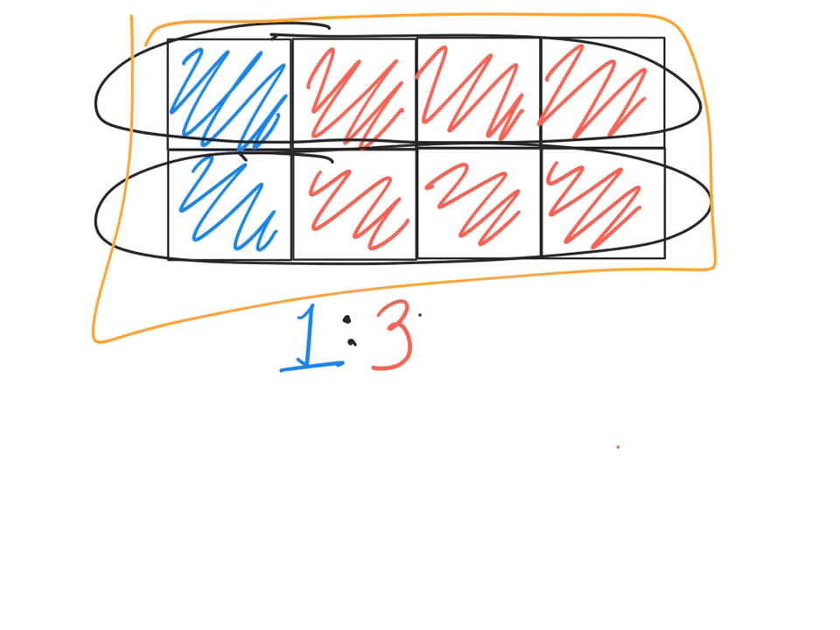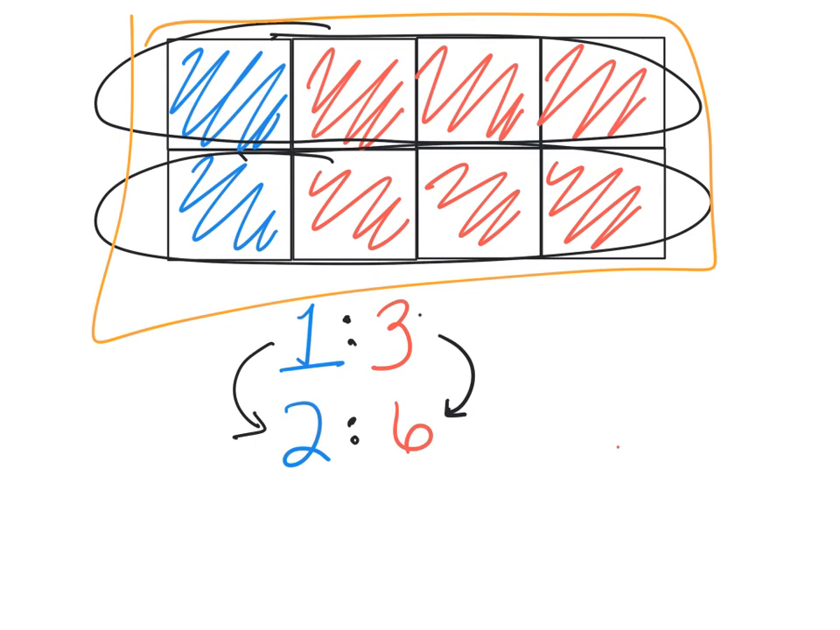If I looked at all of this together, what ratio could I write? Well, you should be able to see that you can write a 2, because now you have 2 blue and you have 6 red. And I want you to think about that. How did that happen? How did I go from the 1 to 3 to 2 to 6 mathematically? Pause the video and think about it and then come back.